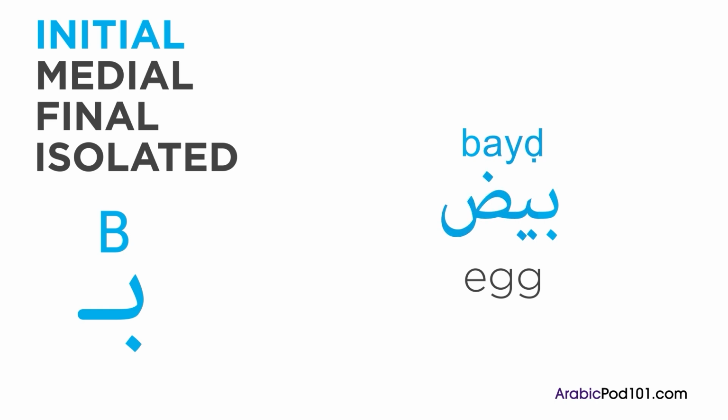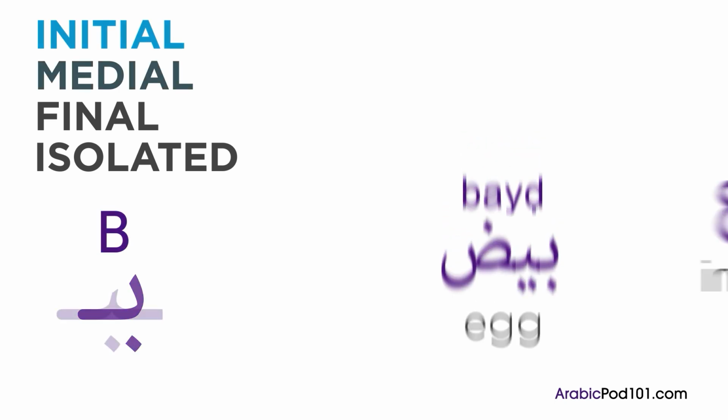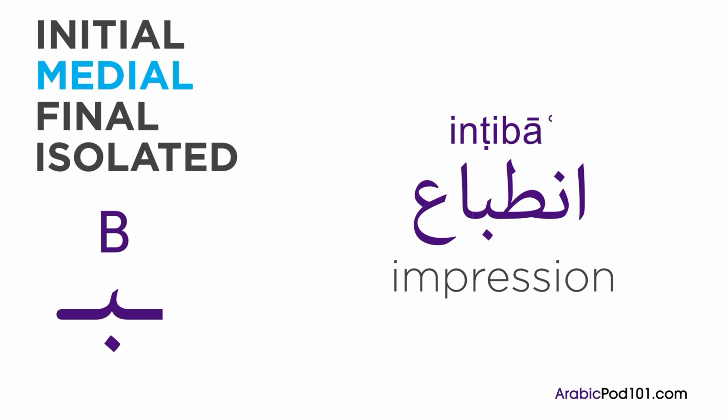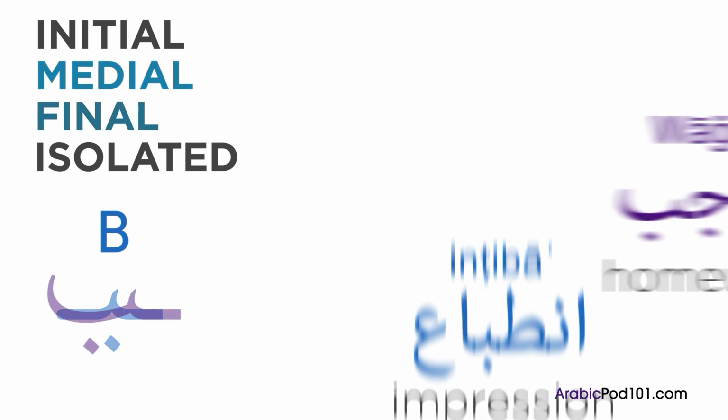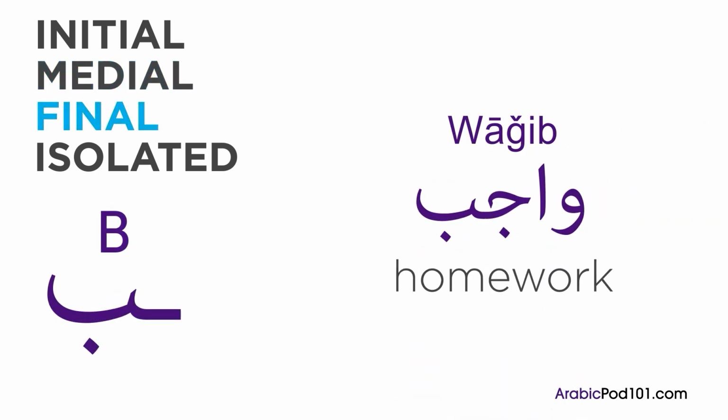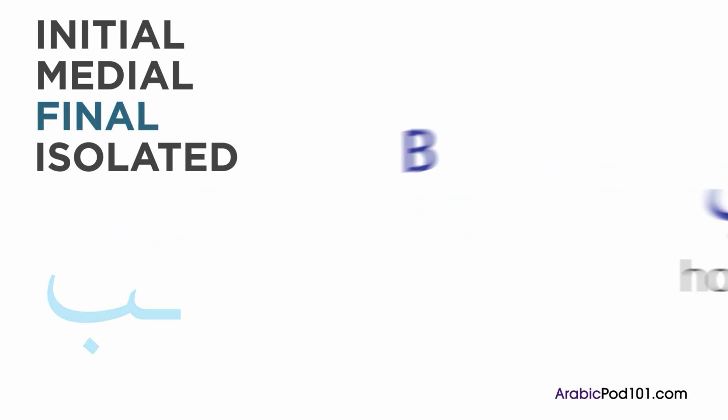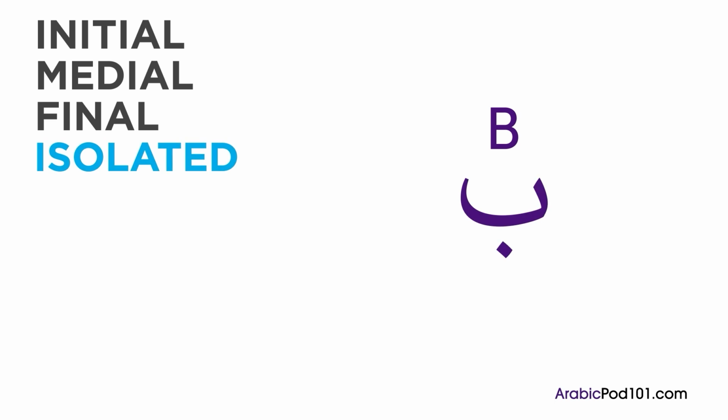B, بيض. It'll be written in the medial form when it's wedged between 2 other letters. باء انطباع. It'll be written in the final form when it's the last letter in a word. باء واجب. And when the letter stands alone, it'll be written using the isolated form. باء. Well done! Now let's end this lesson by recapping what we've learned.